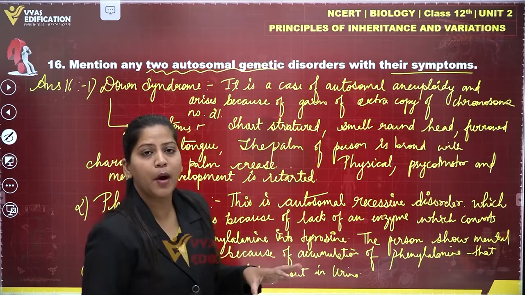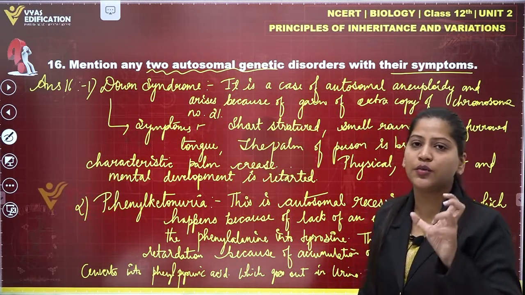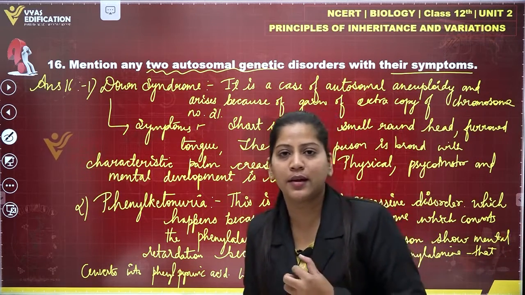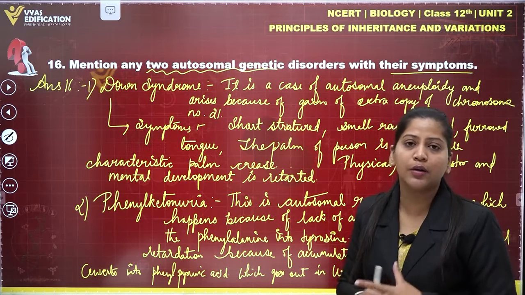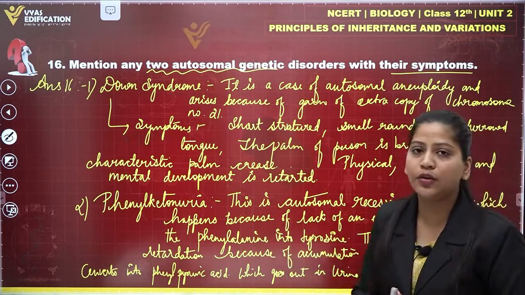Alright, so this is all about question number 16. This is all about the two autosomal genetic disorders: Down syndrome along with its symptoms, and the other autosomal genetic disorder along with its symptoms, phenylketonuria.